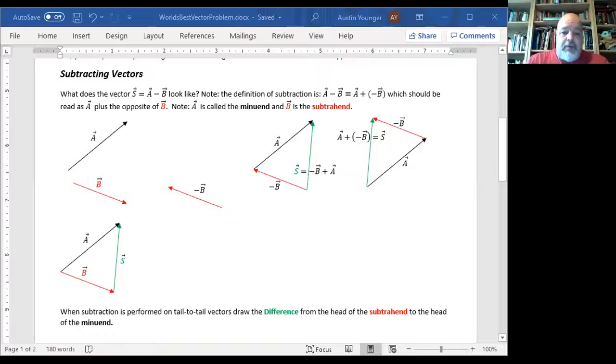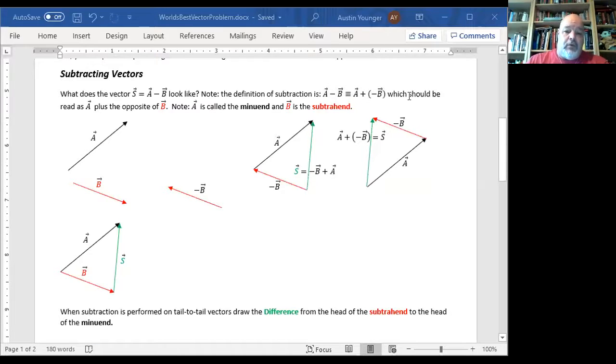I'm using the same two vectors a and b that I used in the addition problem. There's my vector a, it's black. There's my vector b, that's red. And I ask, what does the vector s, which is called the difference vector, where s equals a minus b, look like? Note the definition of subtraction: a minus b is defined to be a plus the opposite of b.